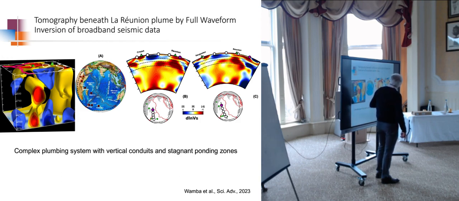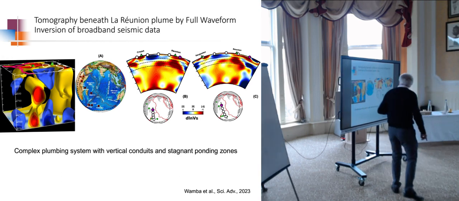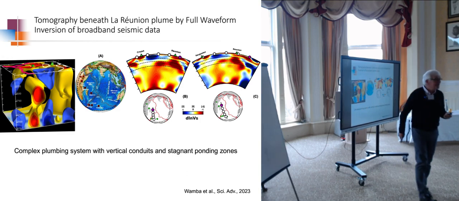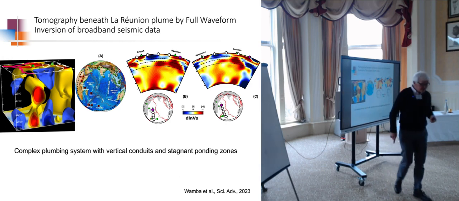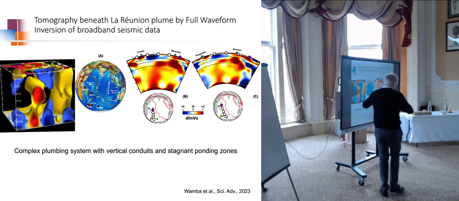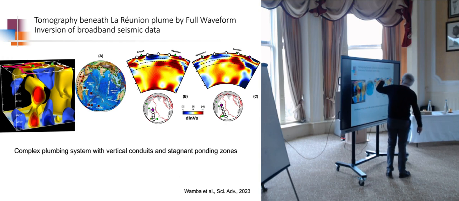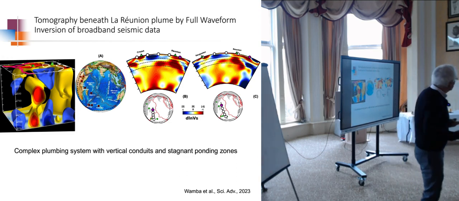And we were very surprised because, of course, we see vertical conduits, but not necessarily just beneath a hotspot. And we have this strange zone between 660 and 1,000 kilometers, where we have low velocity. It is a stagnant ponding zone beneath plumes. And in the second step, you have other conduits going from this extended transition zone up to the surface.